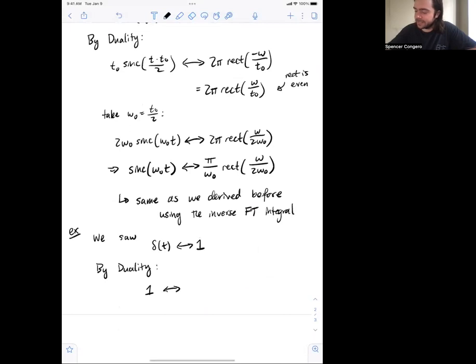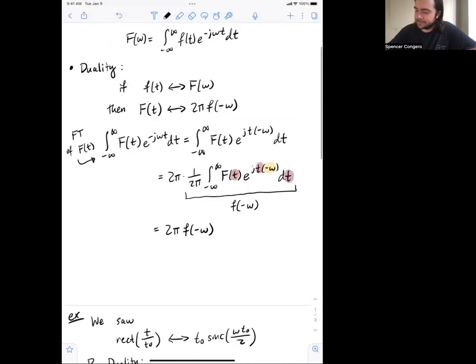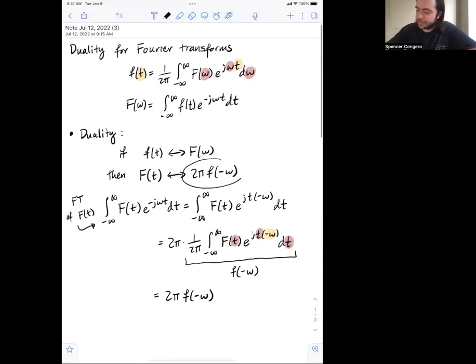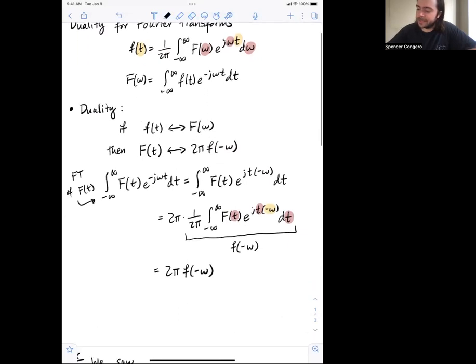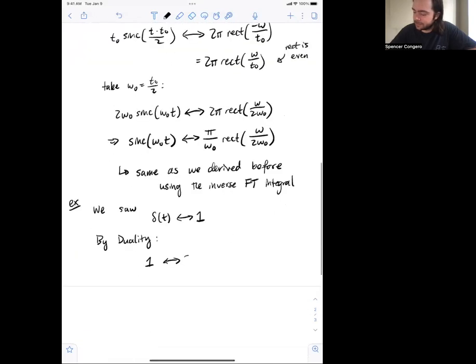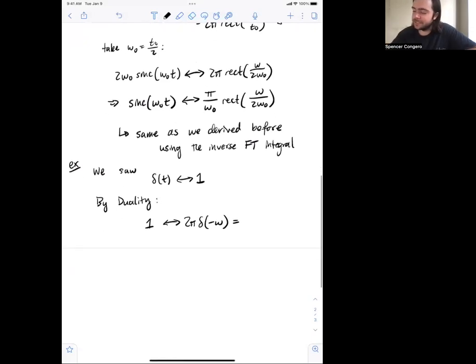And then what do I get on the other side? I get 2 pi times my original function of t, but when I plug in negative omega. So I'm going to get 2 pi delta of negative omega, but we know the delta function is even, right? Remember, it's just the limit of those rect functions, each one of which is even. If I take my delta function and flip it across the y-axis, nothing changes. So this is just 2 pi delta of omega.